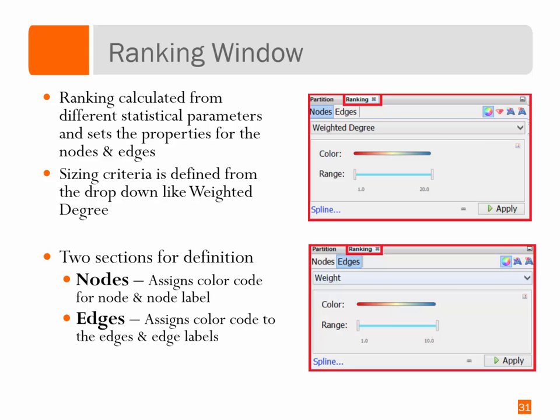And remember, we can have different choices of average and weighted and that sort of thing. So the weight there, we're going to assign color to the edges. So basically two sections for definition, both nodes and edges, where we can assign the color codes for the nodes as well as the edges.